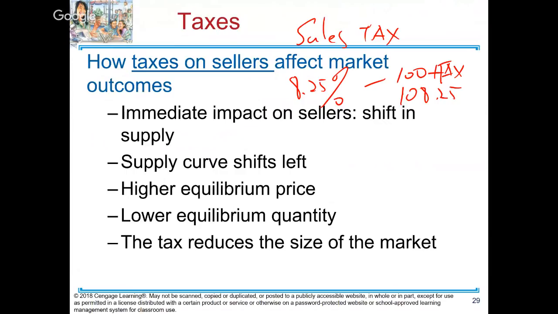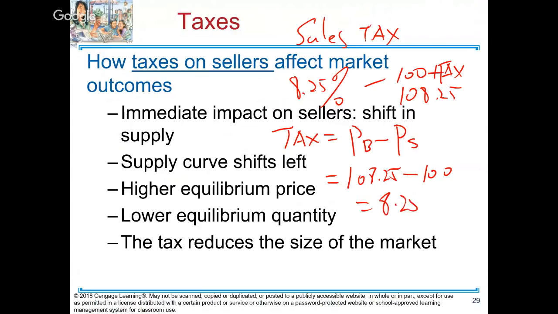Now you can also think of tax as the difference between the price the buyer pays minus the price the seller receives. So in this case, the buyer will pay $108.25, but the seller will only receive $100. So the 8.25%, that is your tax. Tax is also the difference between how much the buyer pays and how much the seller receives.